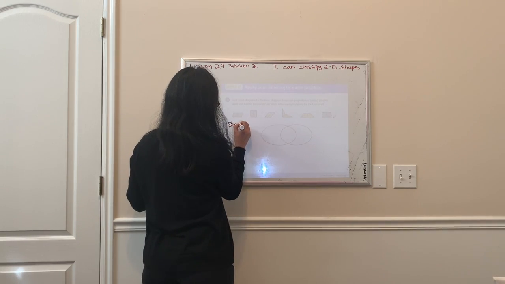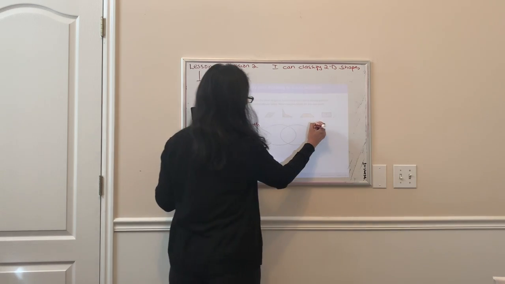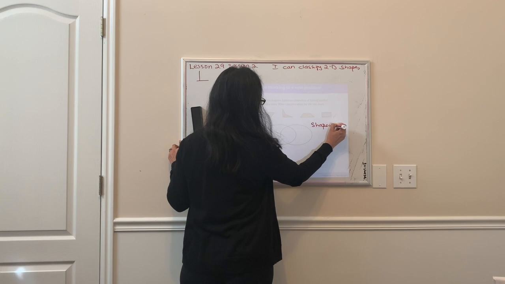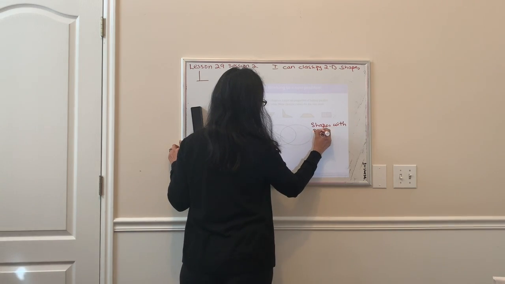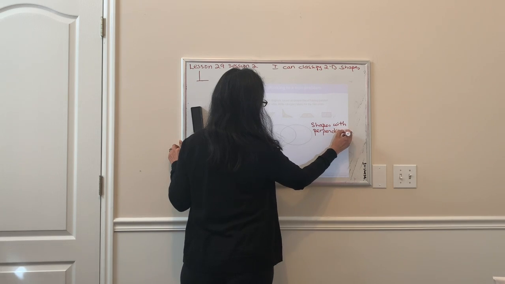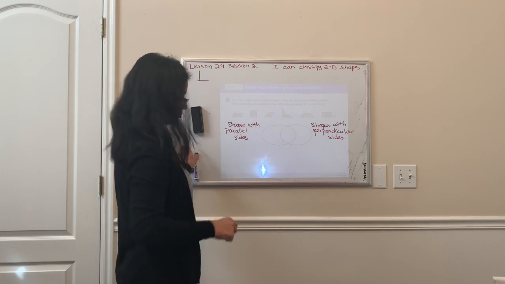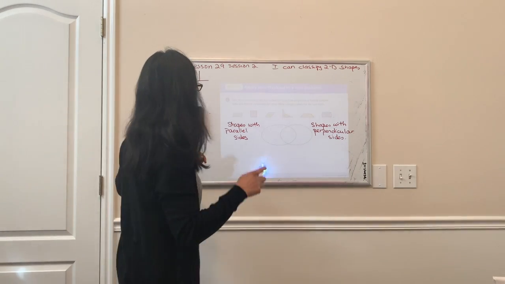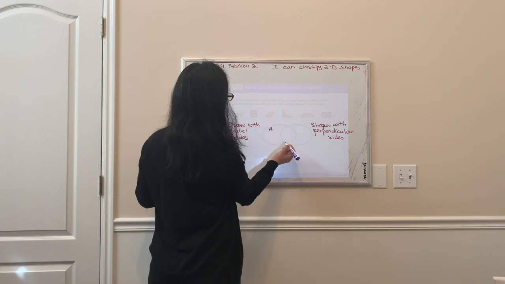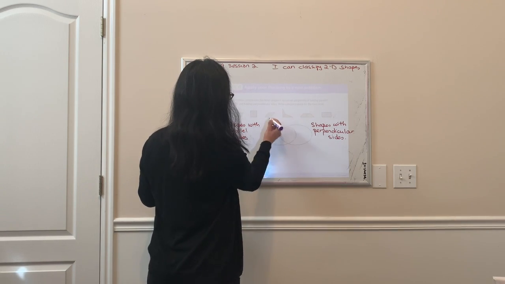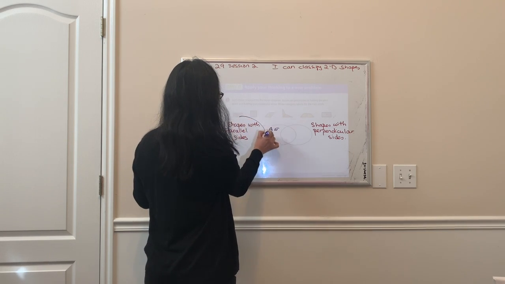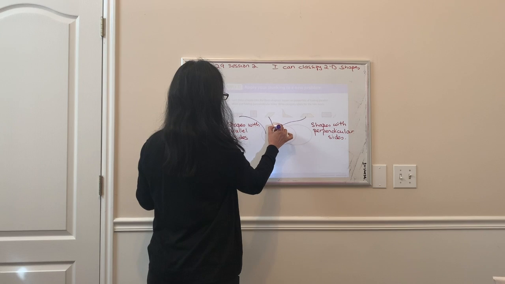Let's do it. Shapes with parallel sides and shapes with perpendicular sides. What shapes would go into the one with parallel sides? A, E, and C. Do you see that? A, E, and C.